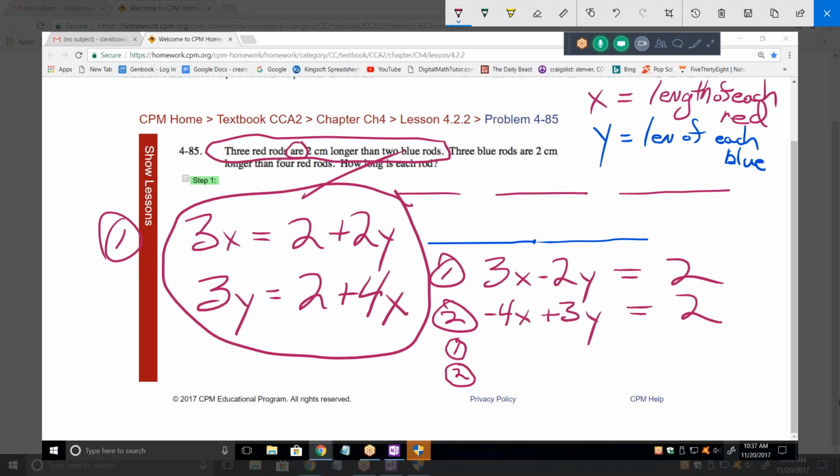The rules of algebra say you can do anything to the left side of an equation as long as you do it to the right. So yeah. What if I multiply the top one by 3 and the bottom one by 2? Okay. Notice that I would have minus 6y and plus 6y. That's what I'm looking for. I could also multiply the top by 4 and the second one by 3, and I would have 12x and minus 12x. But I'd rather deal with smaller numbers. So 2 and 3 are smaller than 3 and 4.